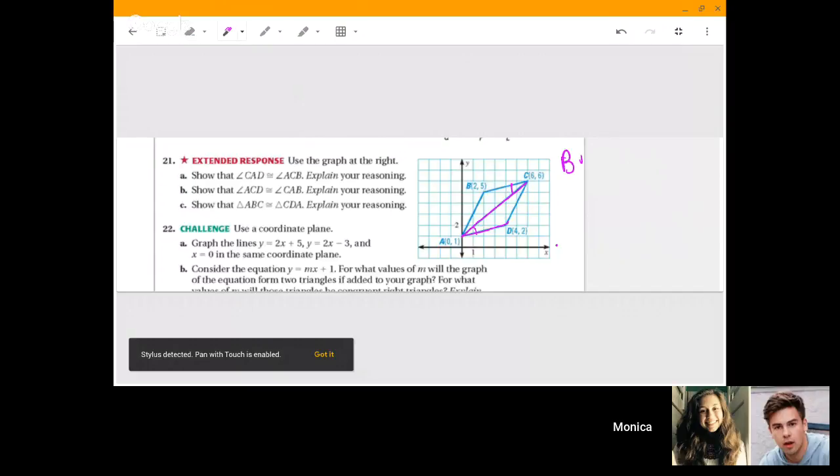You would say BC is parallel to AD because they have the same slopes. Okay. Does that one make sense? Okay. So then if we look at part B, we have to show that ACD and CAB are congruent.